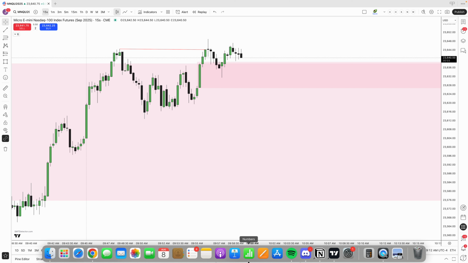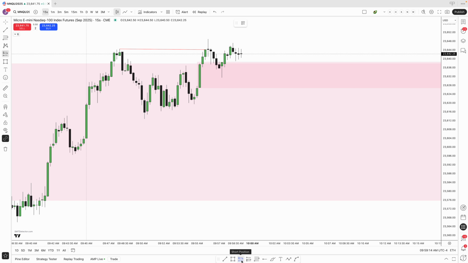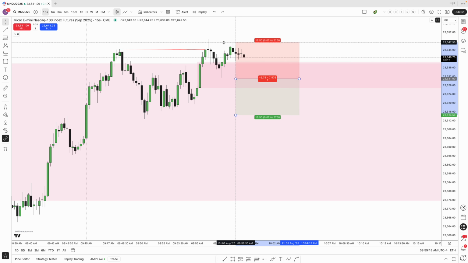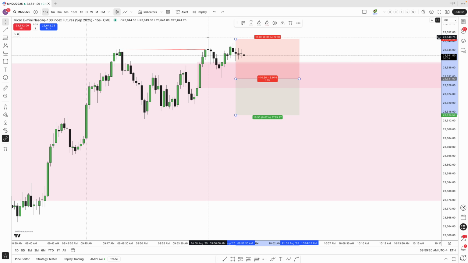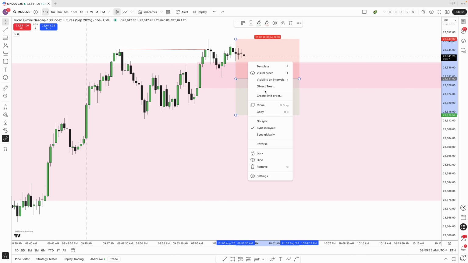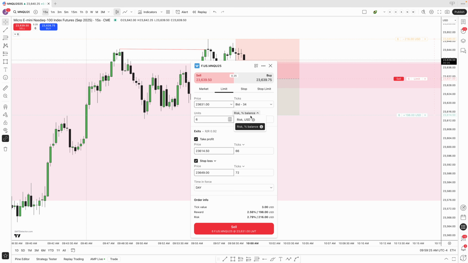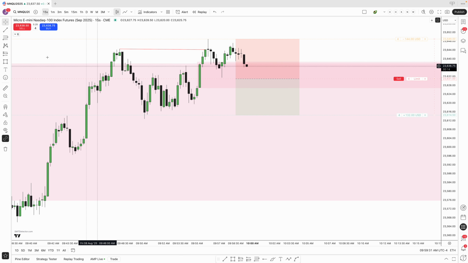Still valid. Shorts are still valid here if we close down below. If we close down below here, I would take a short. Stop above the high. Probably a 4 contract trade. Let's see. Yeah. So let's probably start with 3 here.